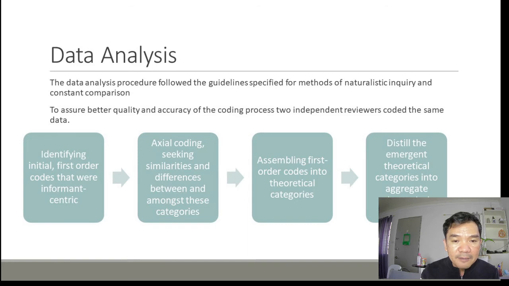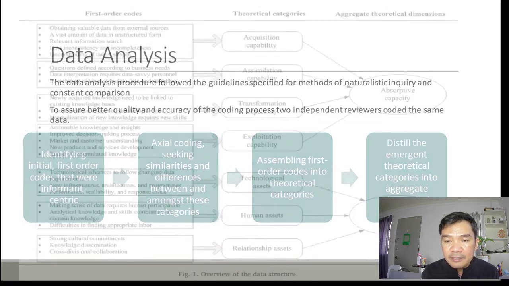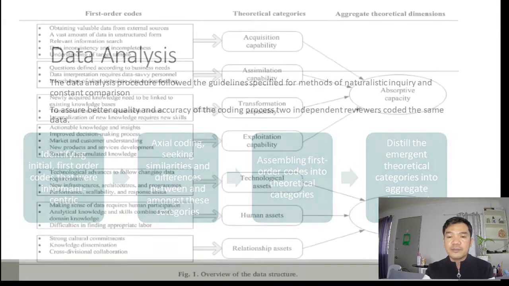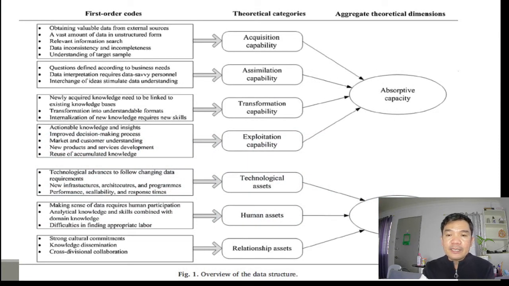The initial codes, after that they conduct theoretical coding, then assemble first order codes into theoretical categories and distill the emergent categories into aggregate theoretical dimensions. One thing that is not clear for me is whether they decided first on the use of absorptive capacity at the start of the research. Although when you look at the research question, it might be that they had already adopted absorptive capacity at the very start as one of the theoretical perspectives in the paper.